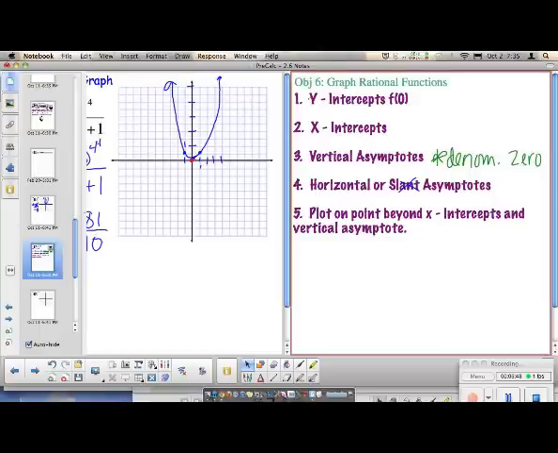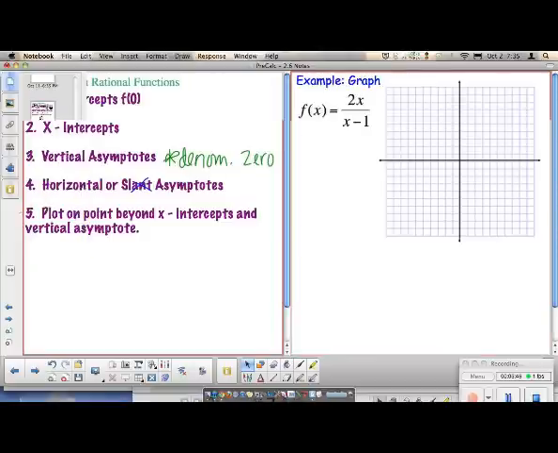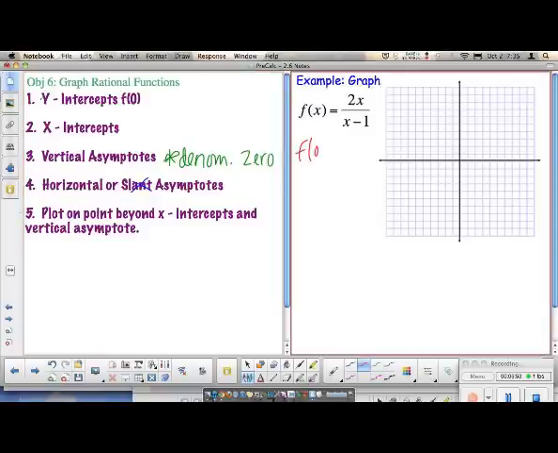So we're going to still look for the x-intercepts, we're still going to look for the y-intercepts, and we're still going to check for the asymptotes. So quickly, the y-intercept: plug in 0, 2 times 0, 0 minus 1. It looks like I get 0 over negative 1. So again, my y-intercept is at (0, 0).